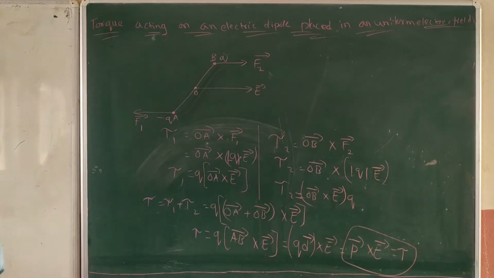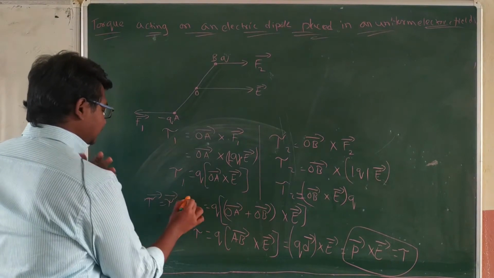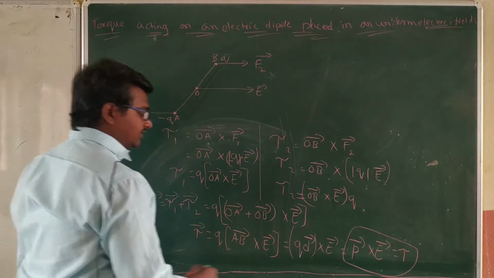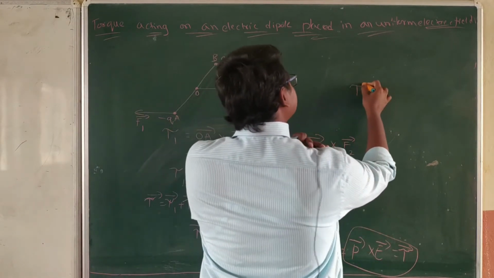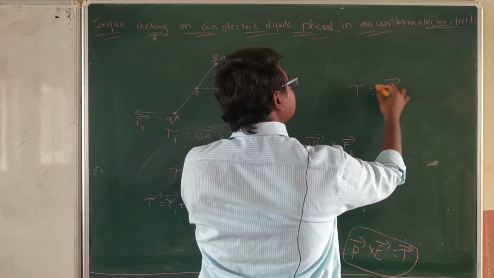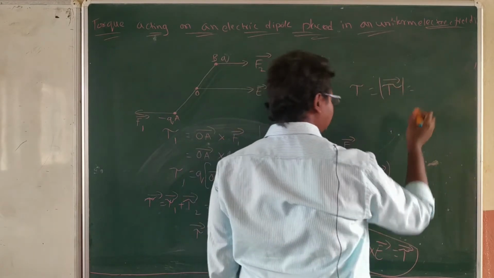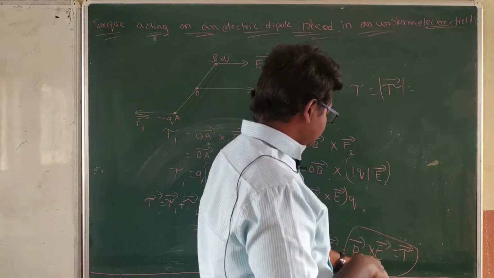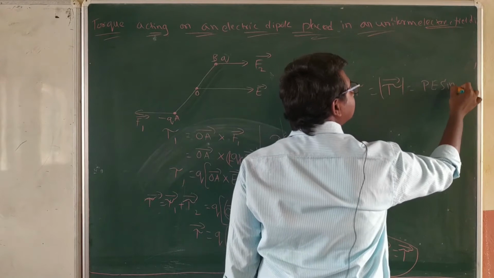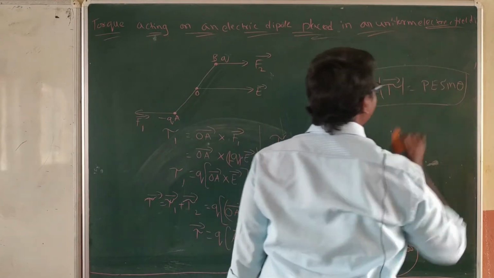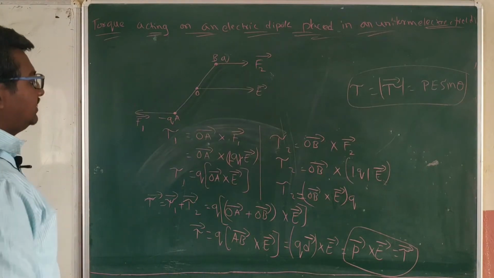That's it. And now if you want tau, this is vector notation, so we need to keep tau bar here. If you want only tau, that is the mod of tau bar, and as this is a vector product, we can write this as PE sin theta. That's it, PE sin theta.